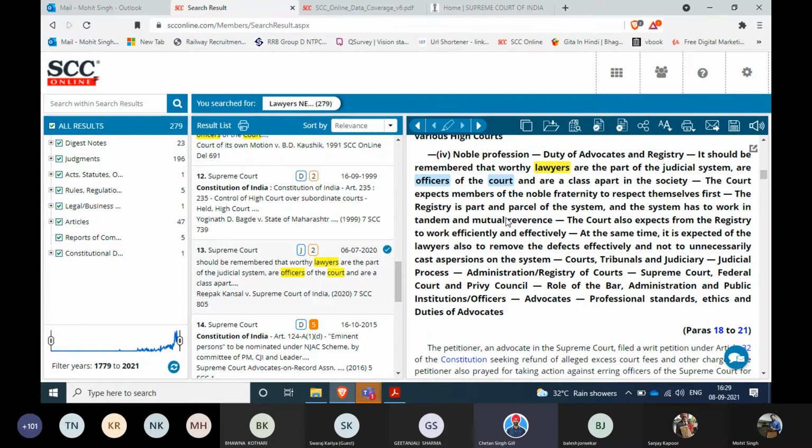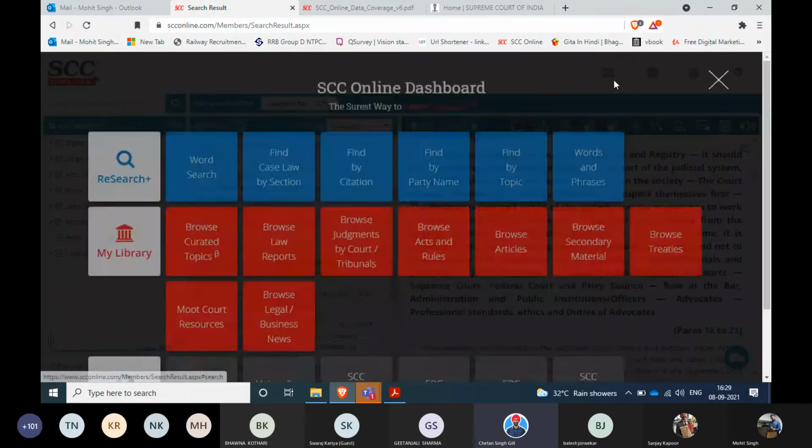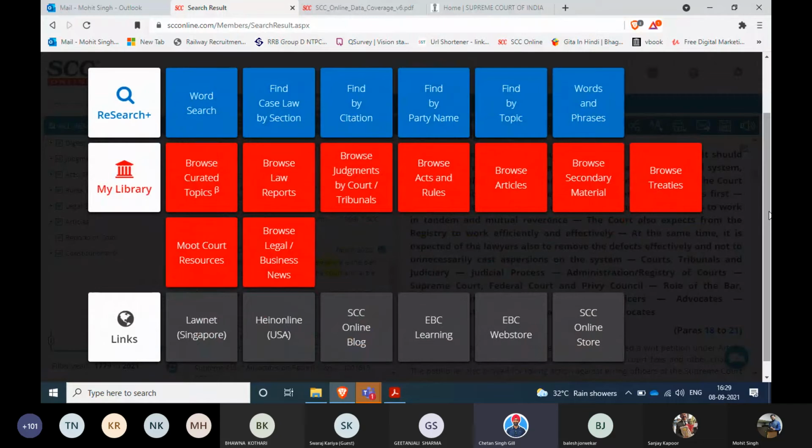So this is the word search for now. I think we have a lot of examples that we can give on word search, but I think we've understood the fact. Let's quickly run through the other tabs that we have, and then we come back to the word search as the time allows. Mohit, I would request you to take it from here.